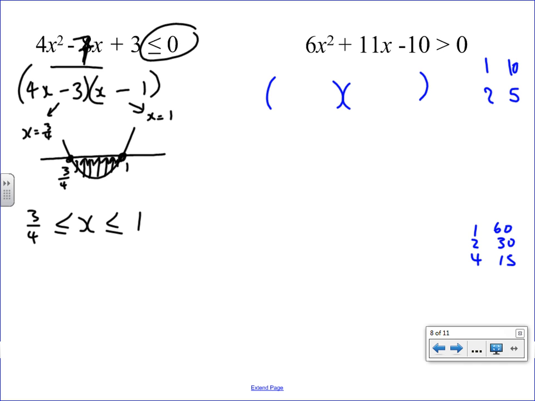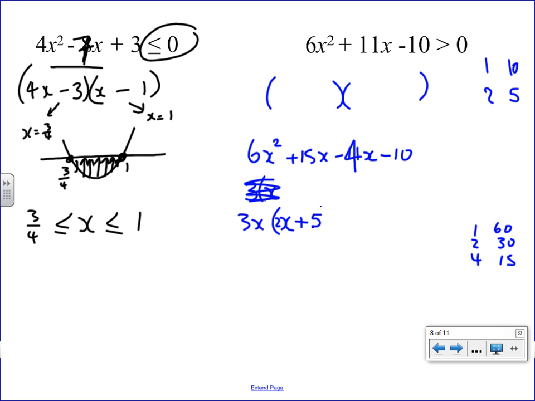Okay, look, this is what you do. You go 6x squared, then you add 15x minus 4x, because that's your 11, minus 10. Then you pull out 3x, brackets, 2x add 5. Does that work? Yeah.